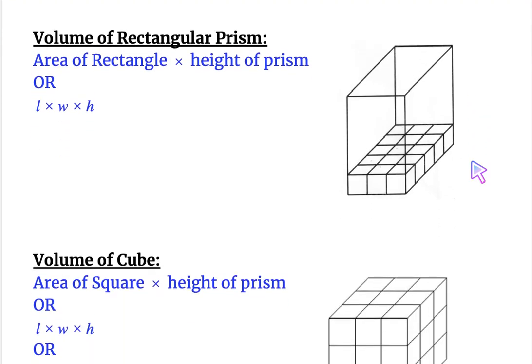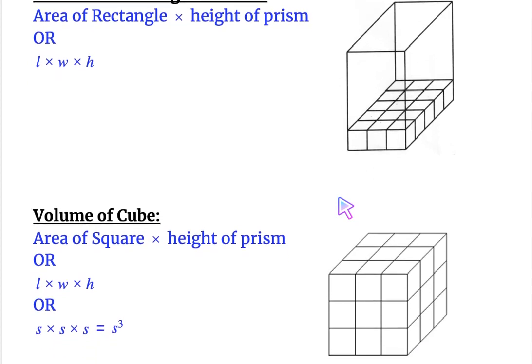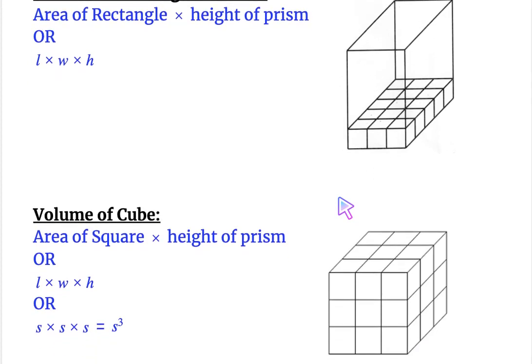So again, the volume of a rectangular prism is just the length times the width, because that's going to give you the area of the rectangle, and we're going to multiply by the height of the entire thing to figure out how many layers. For a cube, it's a little different because all the sides are the same, right?